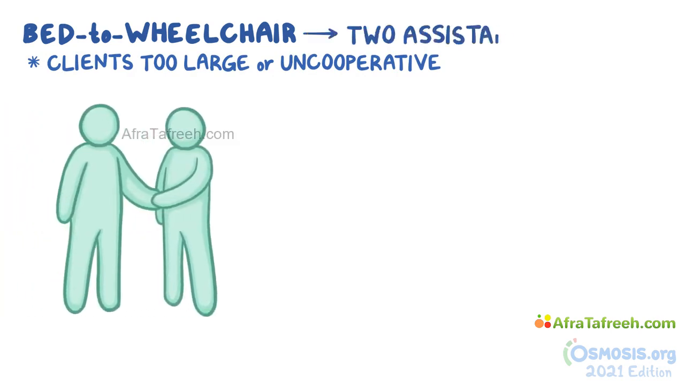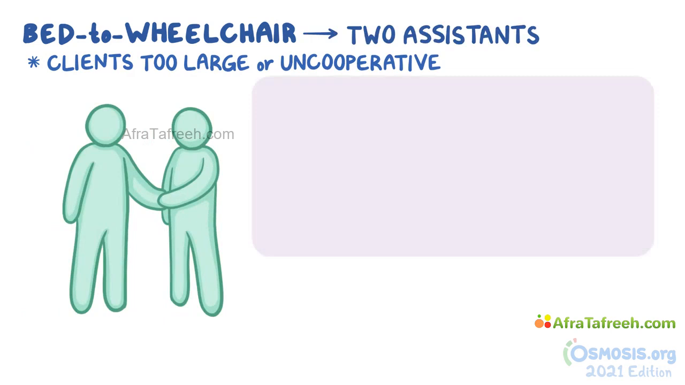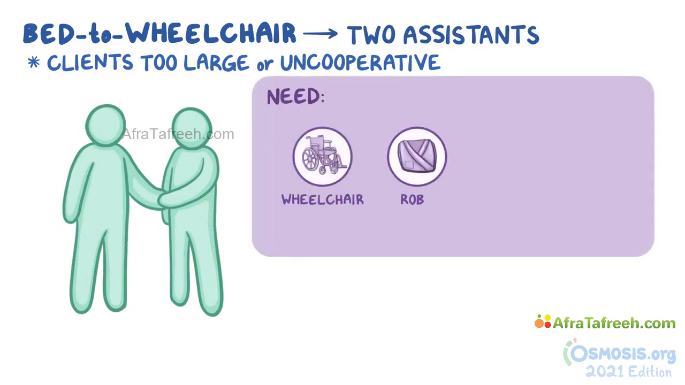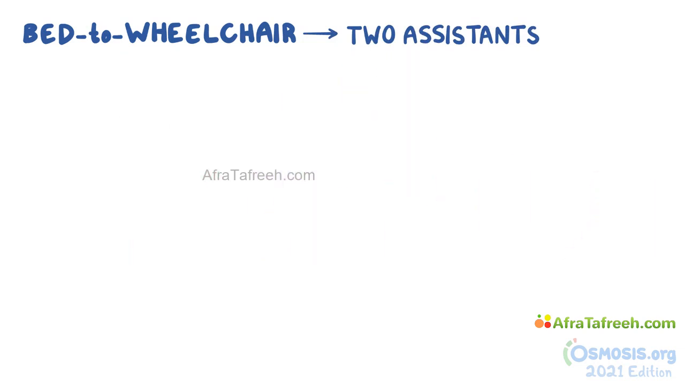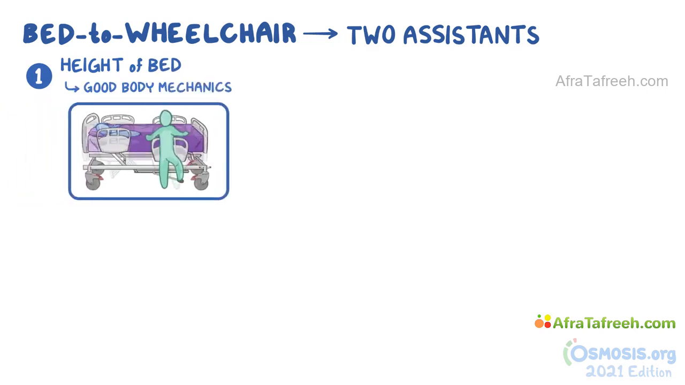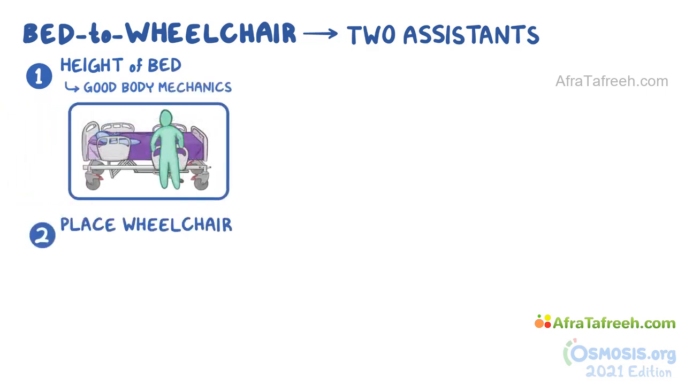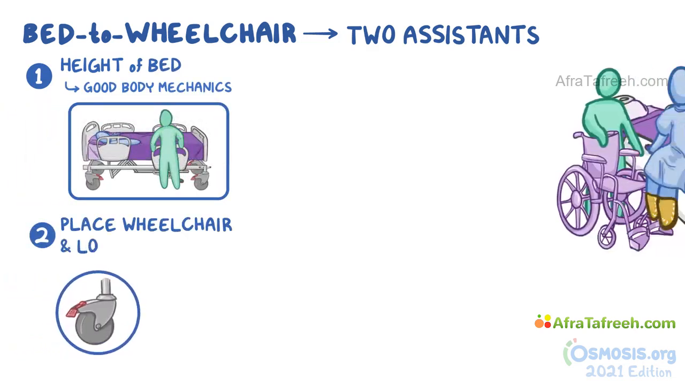Now, some clients might be too large or too uncooperative for you to transfer alone, so you need to know how to transfer clients with two assistants. To perform this transfer, you need a wheelchair, the person's robe, slippers, or shoes, and a lap blanket if desired. First, make sure that the height of the bed is promoting good body mechanics. Next, place the wheelchair next to the bed facing the foot of the bed and lock the brakes.